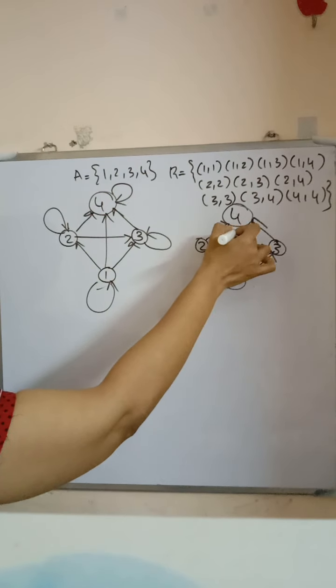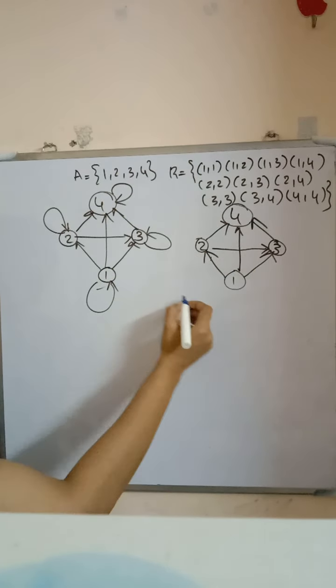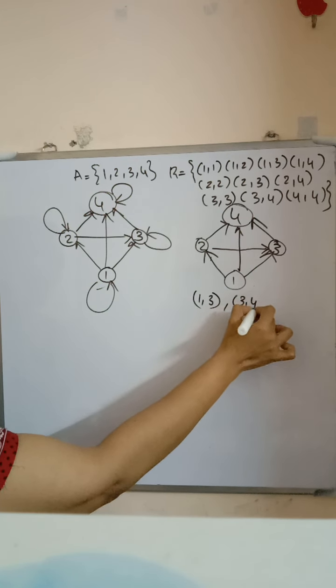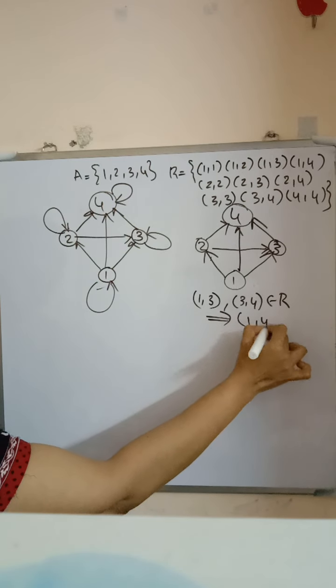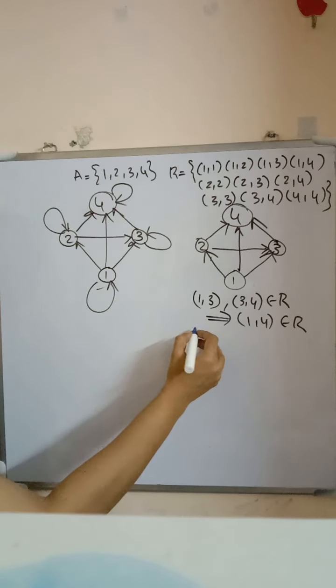Also, 1 related to 4. Here, 1 related to 4. So 1 related to 3 and 3 related to 4, that is, (1, 3) and (3, 4) belong to R implies (1, 4) belongs to R by the transitivity property.